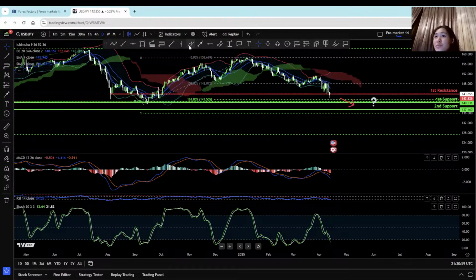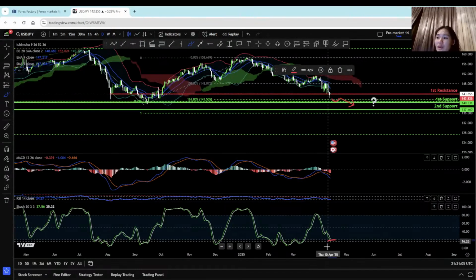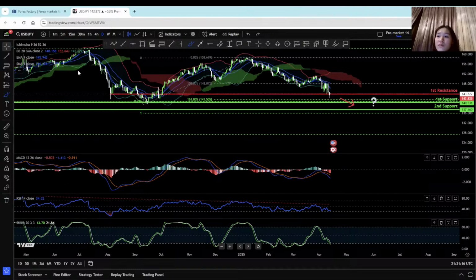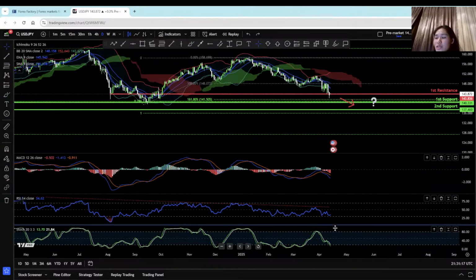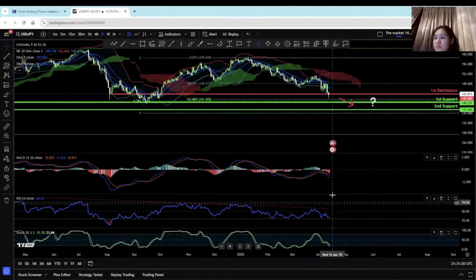But like I said, I am expecting prices to rebound a little bit off that first support. And this is where pushing it into the oversold regions, we might see that rebound. Okay, so overall, it does still support our analysis.